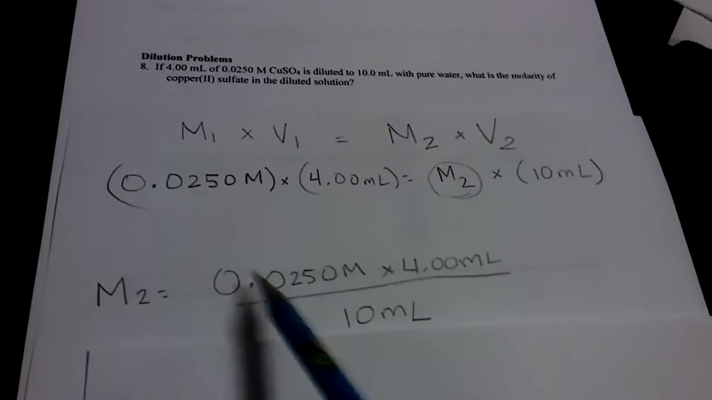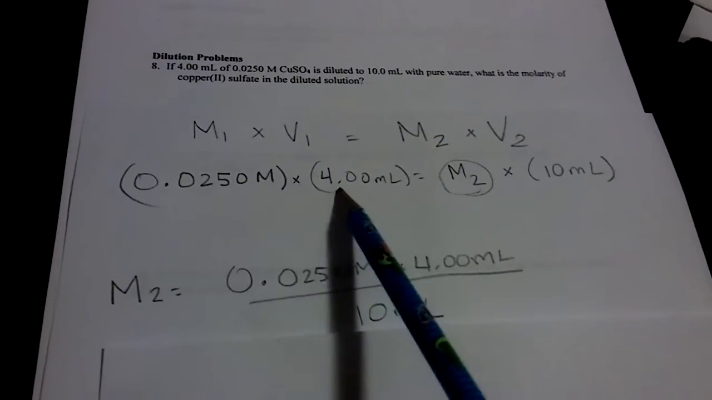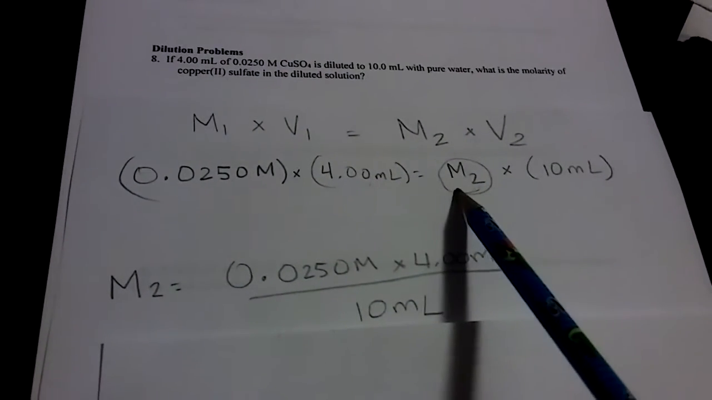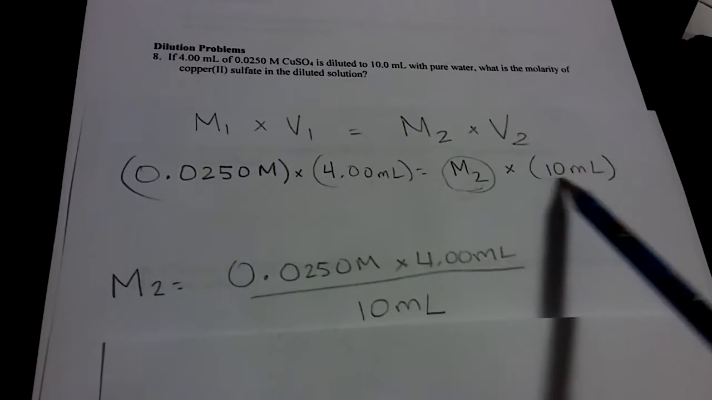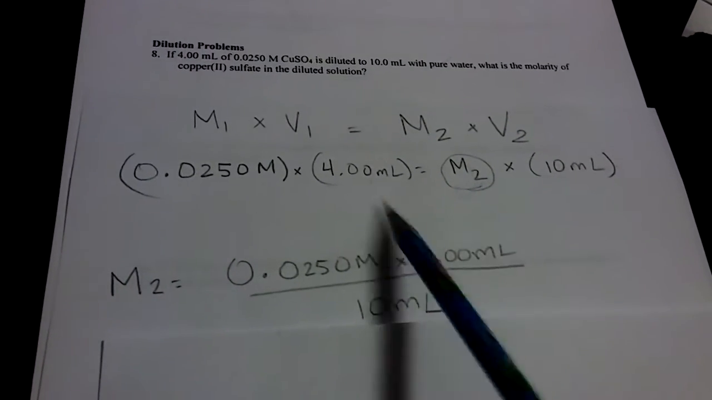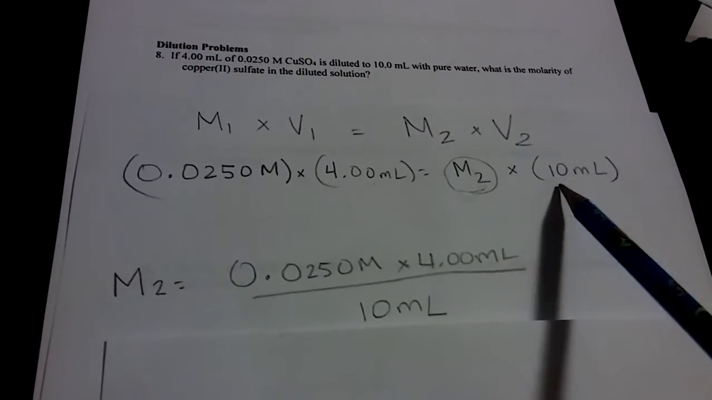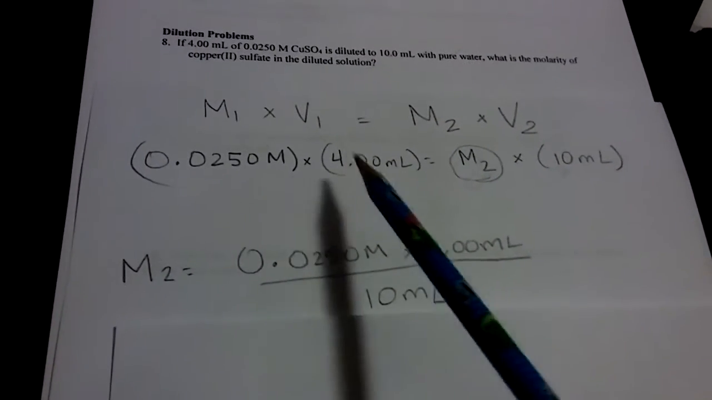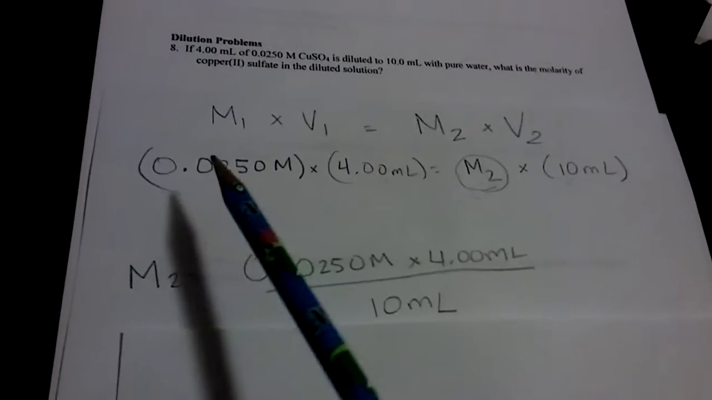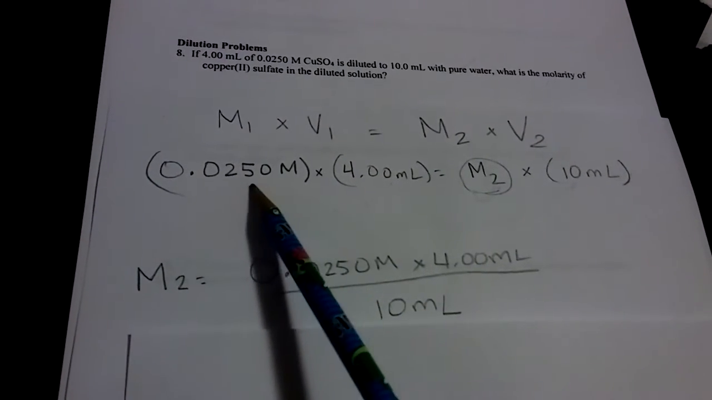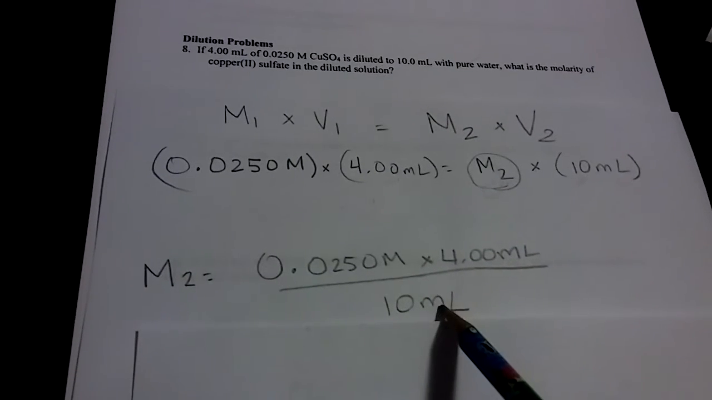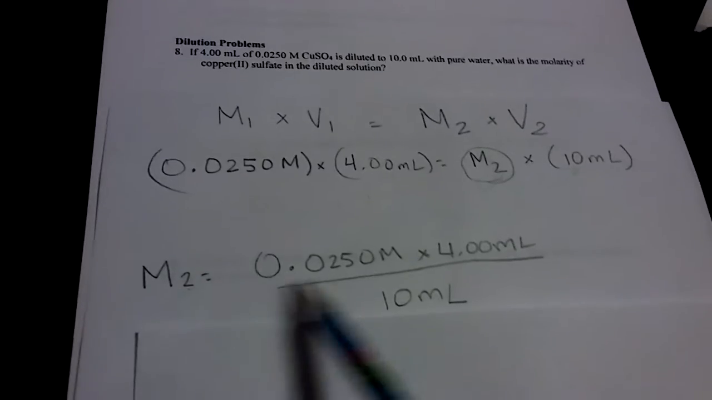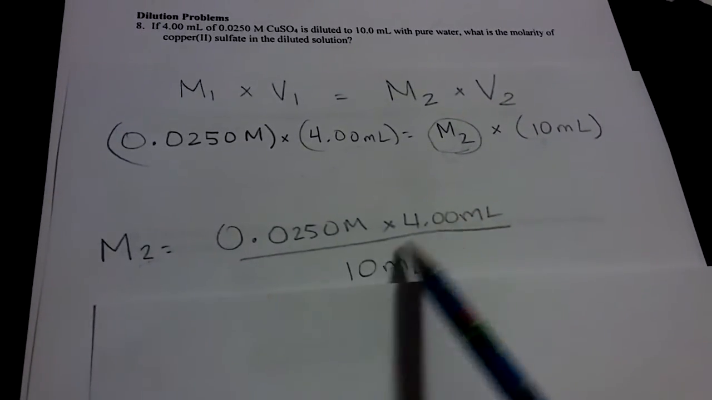Okay, so we have 0.0250 times 4. And in order to isolate, which means leave it by itself, we're going to bring that 10 milliliters over and under by going ahead and cancel it by dividing by itself. So 10 divided by 10 would be the same thing. What you do to one side, you do to the other. So it's going to be 0.0250 times 4 divided by 10. It leaves the second molarity by itself. You just do the math. Multiply the 2, divide by 10.